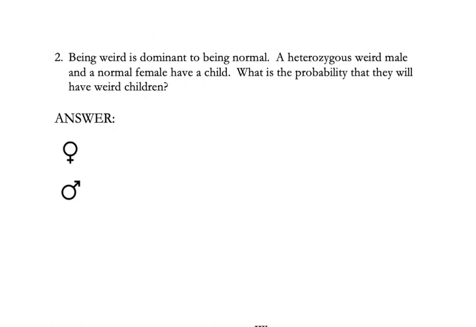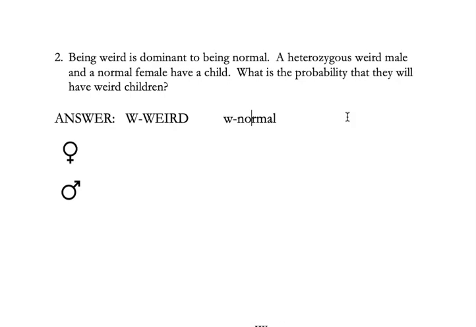In question 2, they tell you that being weird is dominant to being normal. Now that's an important clue, and you should start to think immediately about what that means. So if being weird is dominant, what letter should we use? Well, it makes sense that we would use the letter capital W to indicate weird. Conversely, on the other hand, I would use a lowercase w to represent normal. So I have these 2 alleles, weird or normal, and then I'm going to use that knowledge to identify the genotypes of the parents, right?